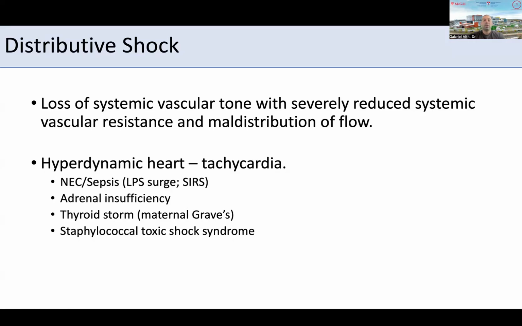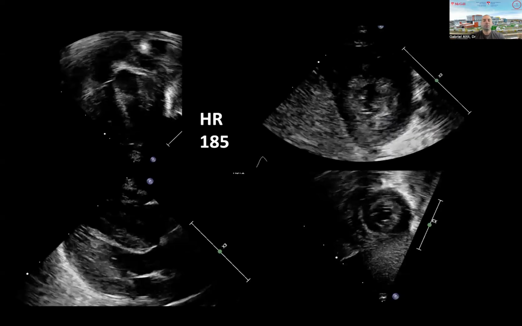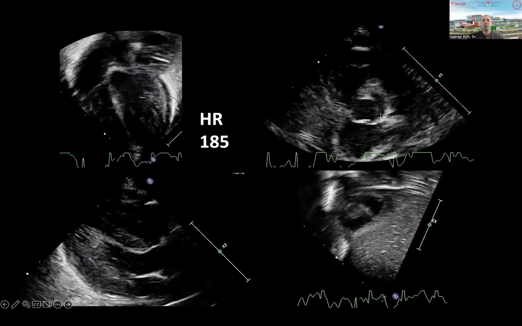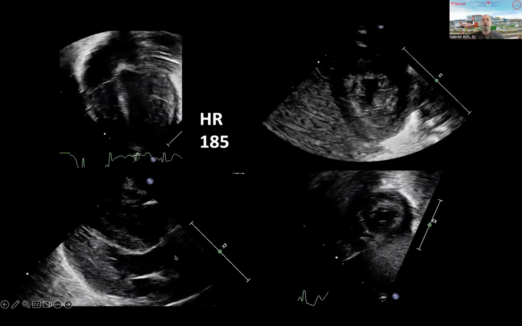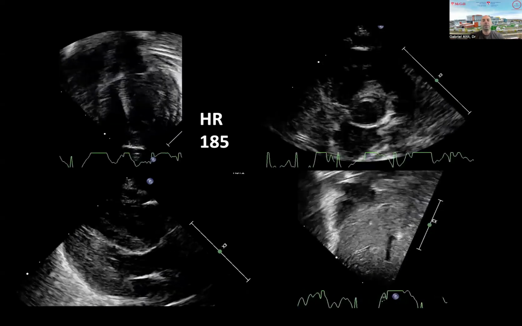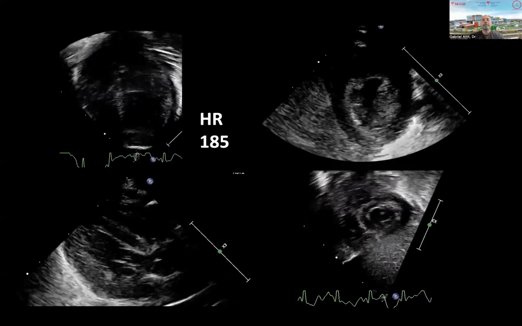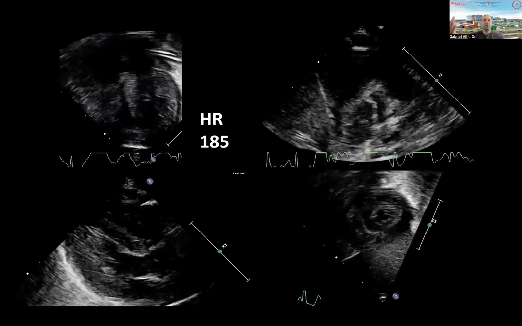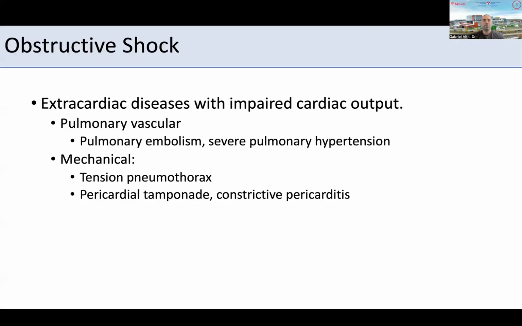or in any condition that will lead to systemic inflammatory response syndrome. We see that also in the context of adrenal insufficiency, thyroid storm, and STSS. And you can see these patients typically will have some degree of filling after their preload has been addressed, but they remain very tachycardic and they typically have very high output, actually like 400, 500 cc per kilo per minute.